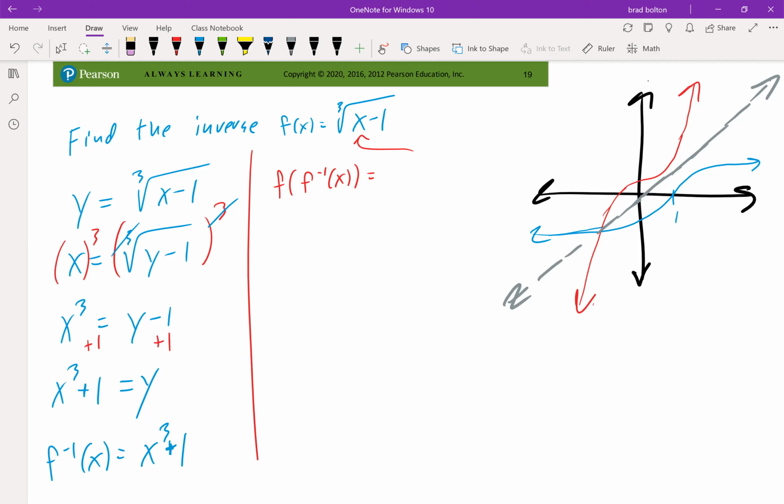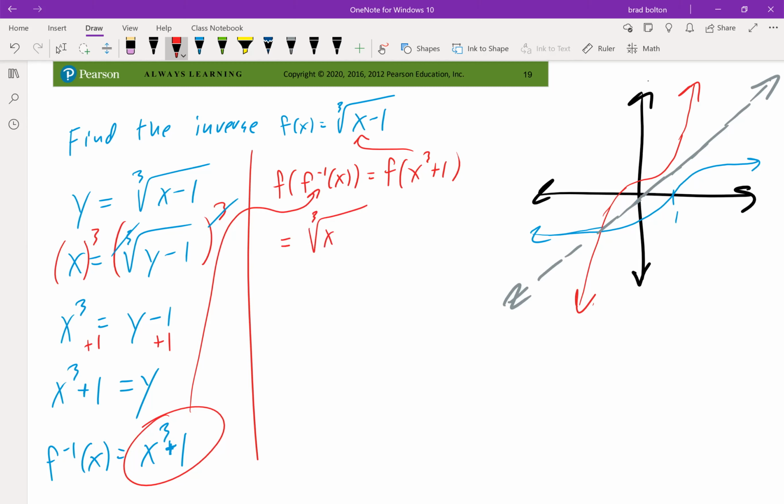So I'm going to take this and plug it in right there. So this will be f of x cubed plus 1. Then that means that I am going to have the cube root of x cubed plus 1 minus 1, which would be the cube root of x cubed, which is just x. Check, right? That's what was supposed to happen.